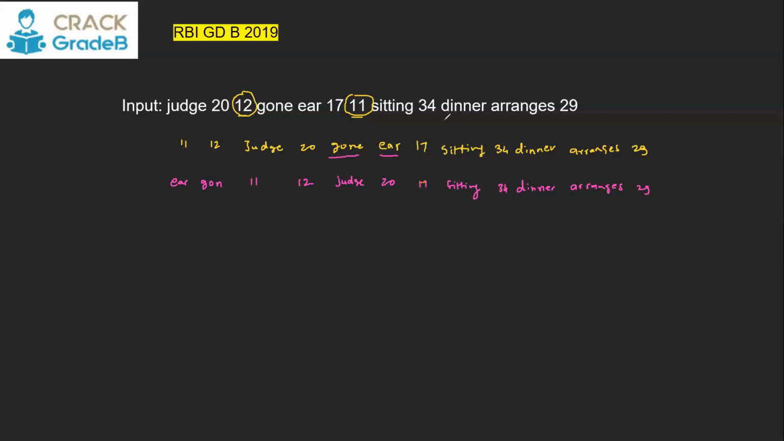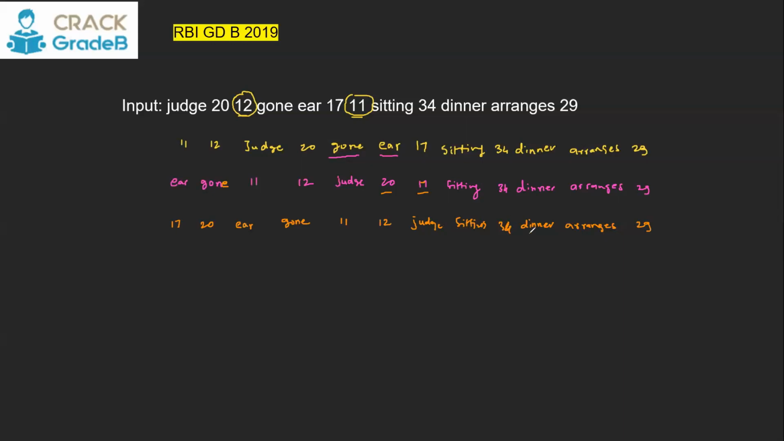In the next move, the other two smaller numbers, that is 17 and 20, will come in front, 17, 20. Then comes year, then comes gone, then comes 11, then comes 12, judge, sitting, 34, dinner, arranges, 29.